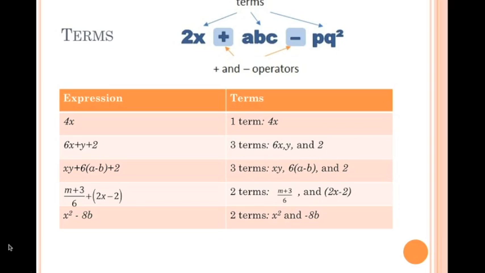The expression m plus 3 divided by 6 plus 2x minus 2 only has 2 terms, m plus 3 divided by 6 and 2x minus 2. The last example has 2 terms, x squared and negative 8 times b, or negative 8b. Notice we include the minus sign as part of the second term. A term includes the sign that is immediately before it.